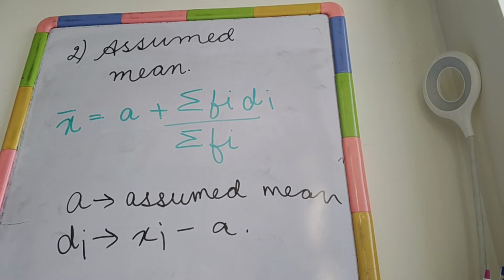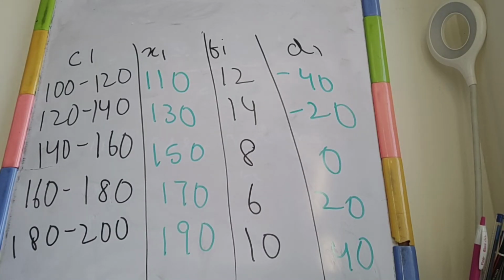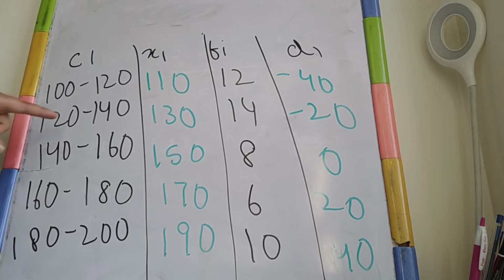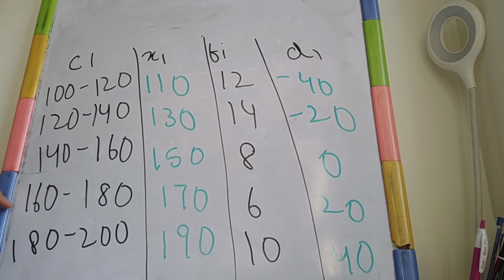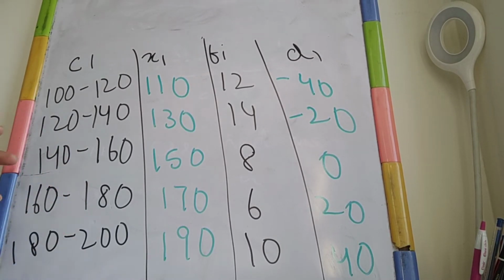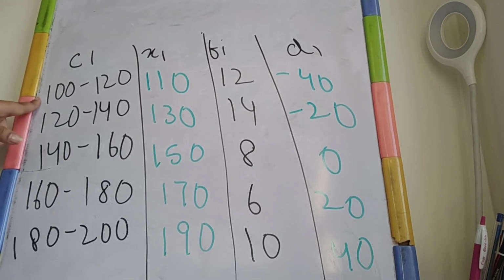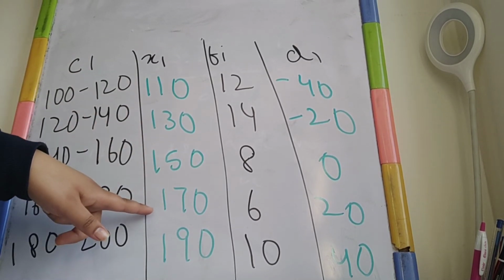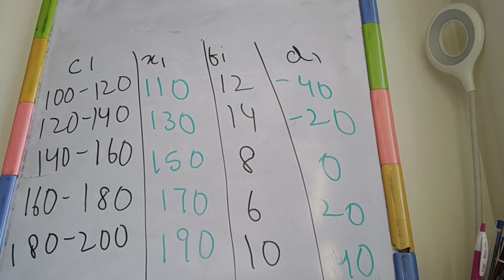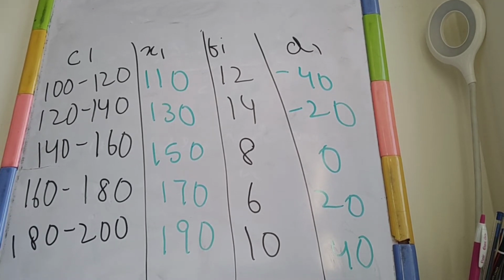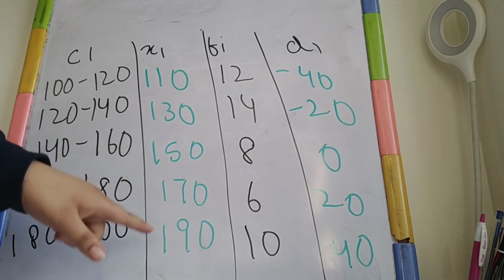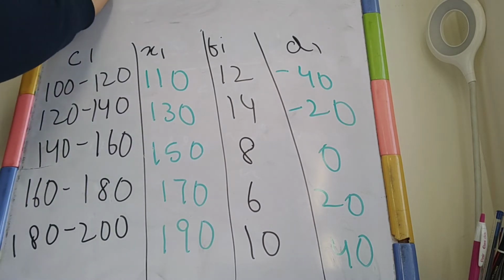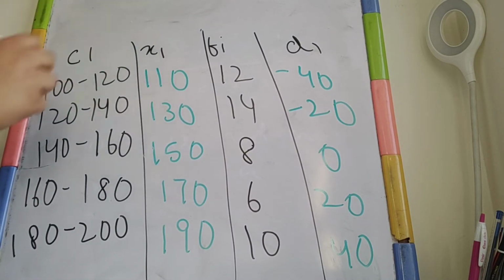Let me give you an example so you will understand better. Okay guys, so this is the question. In this question, the class intervals are 100 to 120, 120 to 140, 140 to 160, 160 to 180 and 180 to 200. So the xi would be UCL plus LCL upon 2, which is 110, 130, 150, 170 and 190. The fi is given in the question. Now what would be the value of A? The middle of the xi. So the middle is 150, right? So A is equal to 150.